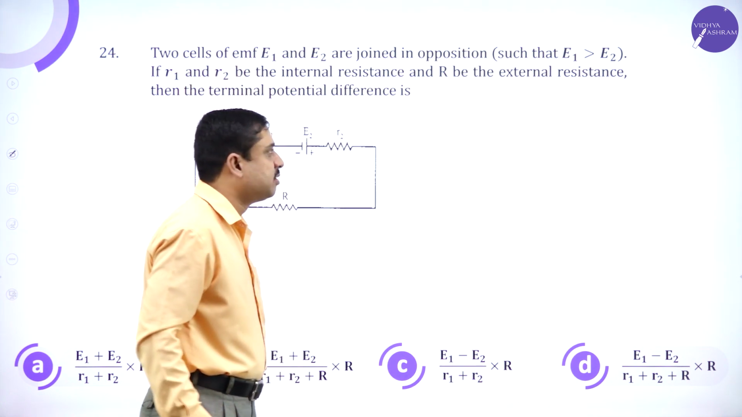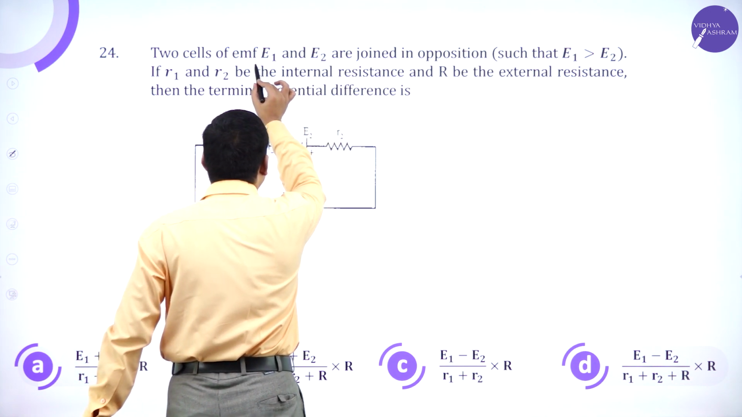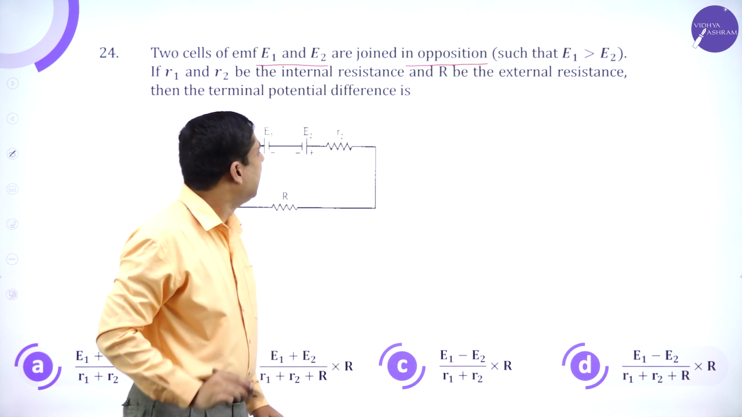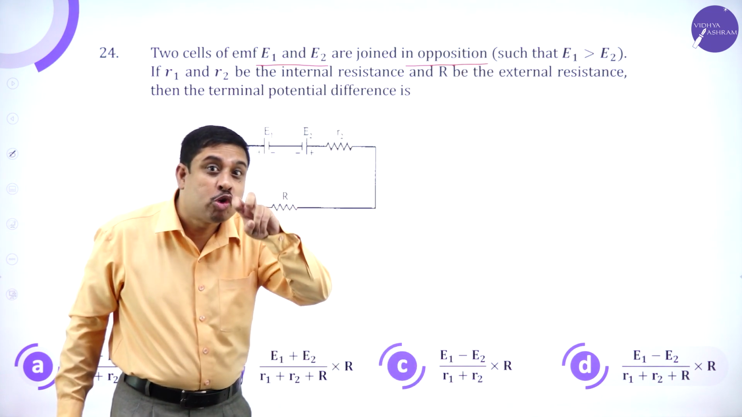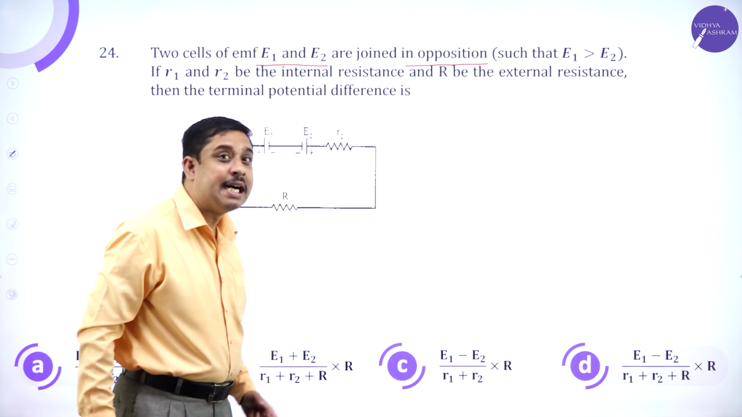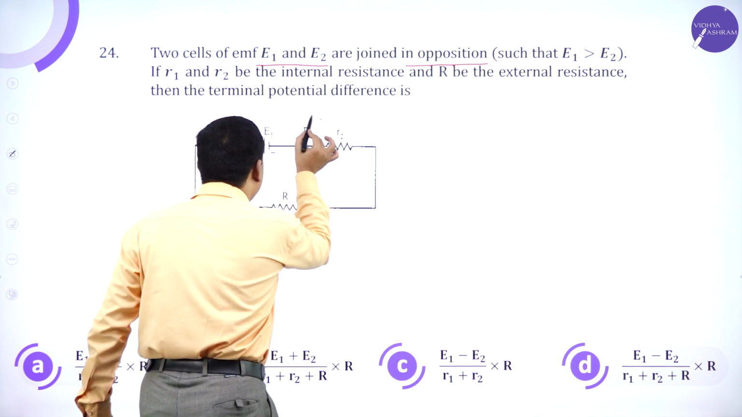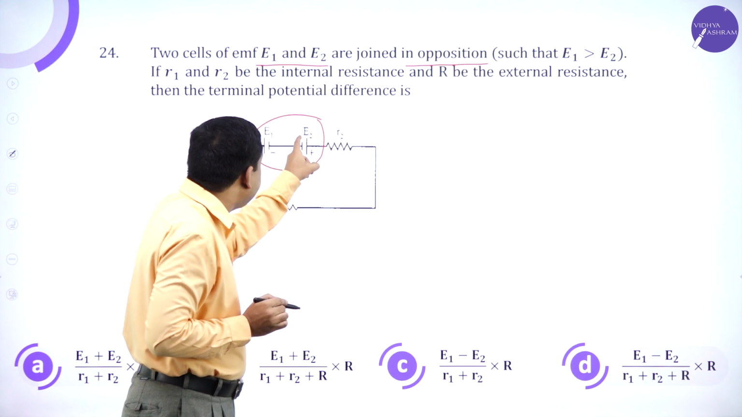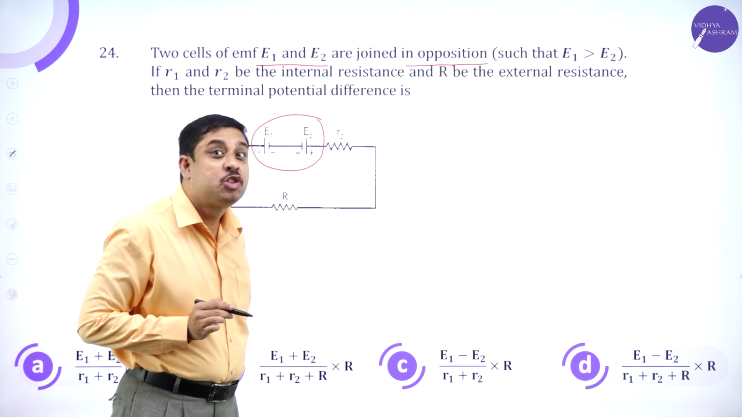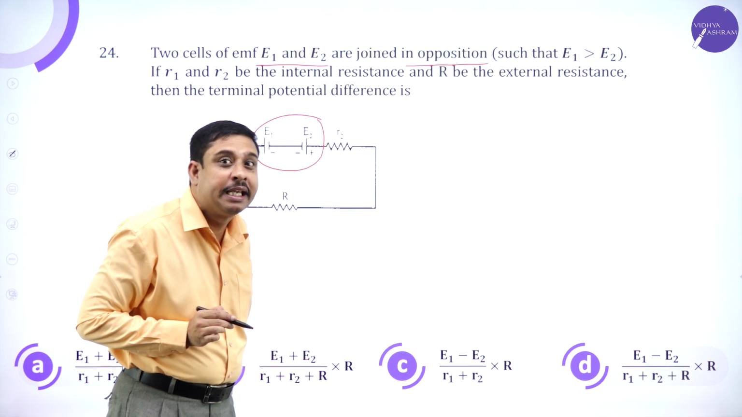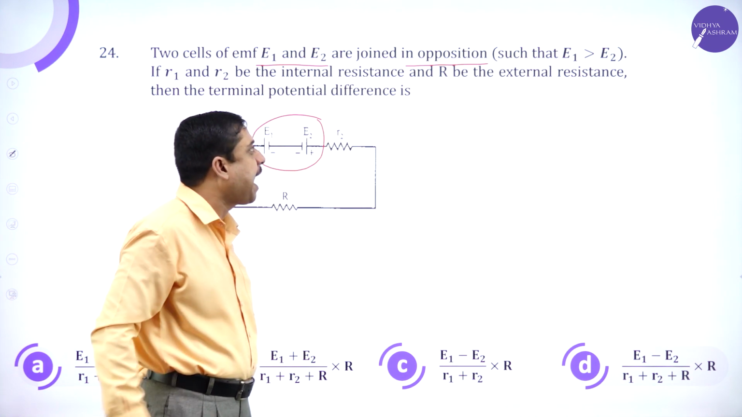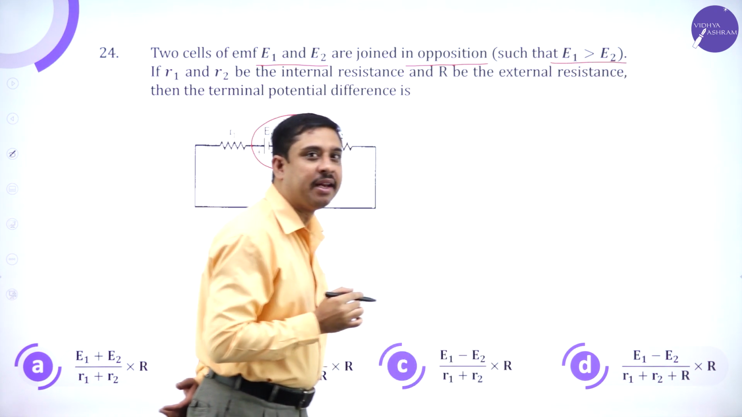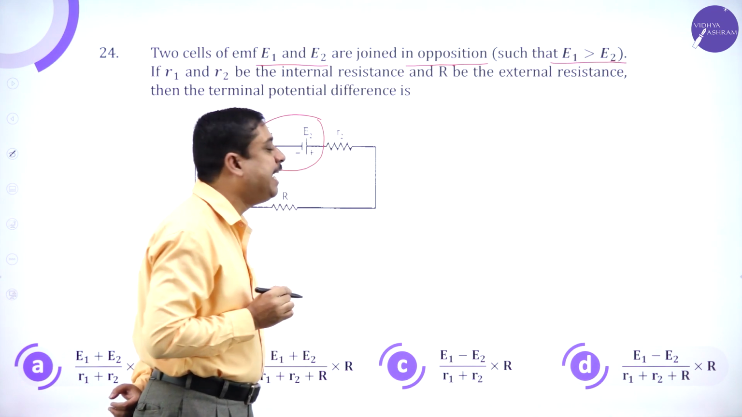2 cells of EMF E1 and E2 are joined in opposition. Please observe the circuit. 2 cells of EMF E1 and E2 are joined in opposition. Polarity has changed such that E1 is greater than E2.